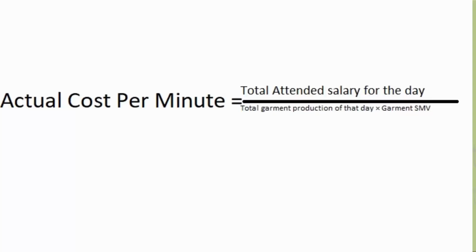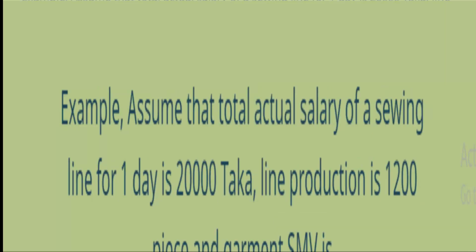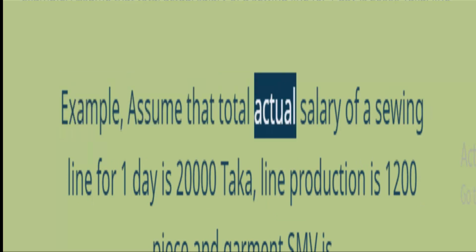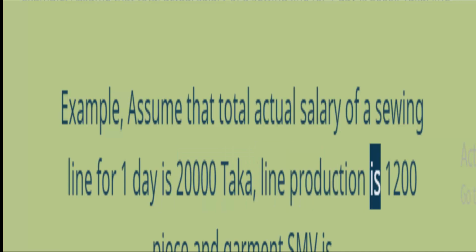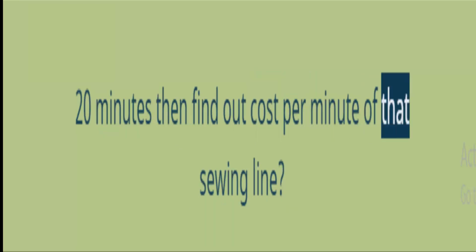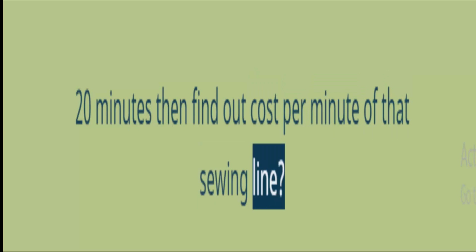Actual cost per minute equals total attended salary for the day divided by total garment production of that day into garment SMV. Example, assume that total actual salary of a sewing line for one day is 20,000 taka, line production is 1,200 piece and garment SMV is 20 minutes, then find out cost per minute of that sewing line.